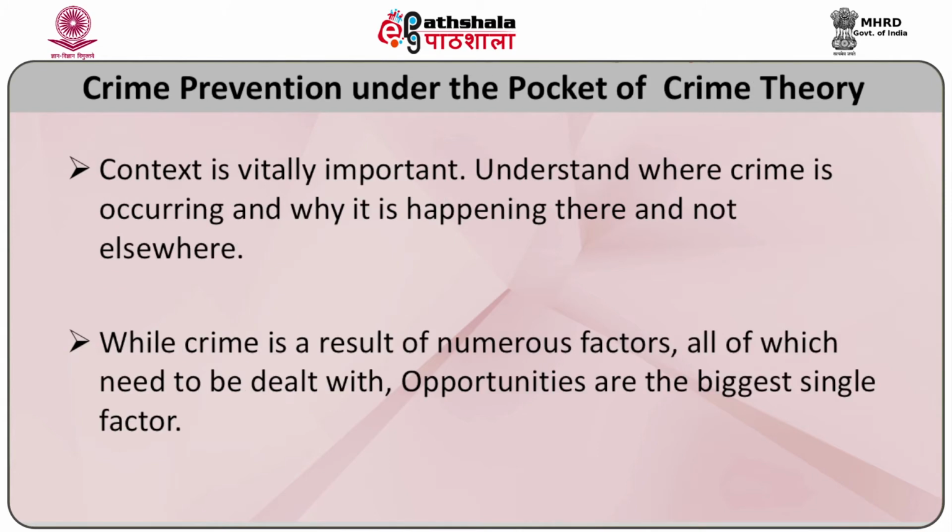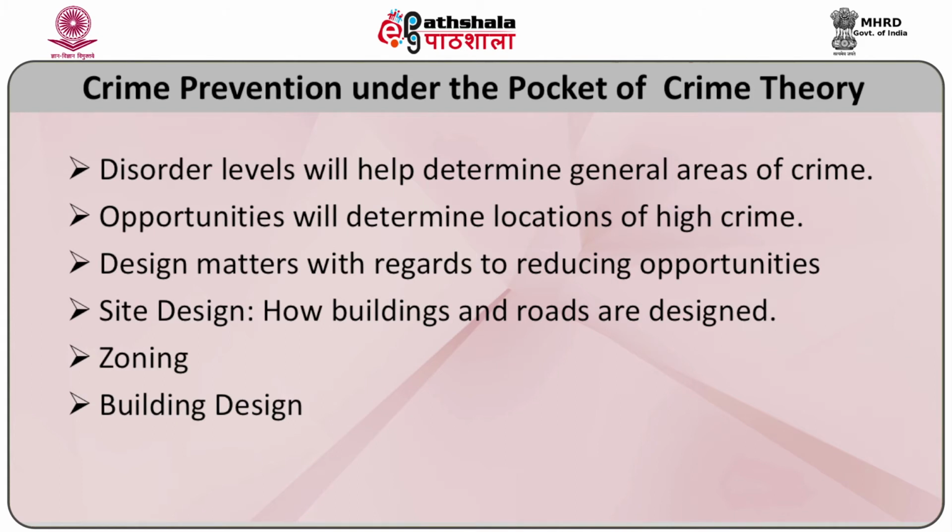Crime prevention under the pocket of crime theory. This theory implies that for prevention of crime, context is vitally important: understanding where the crime is occurring and why it is happening there and not elsewhere. While crime is a result of numerous factors, all of which need to be dealt with, opportunities are the biggest single factor. Disorder levels will help determine general areas of crime. Opportunities will determine locations of high crime. Design matters with regards to reducing opportunities.